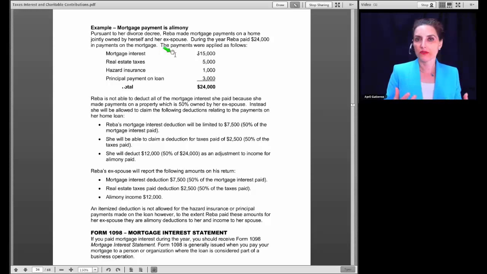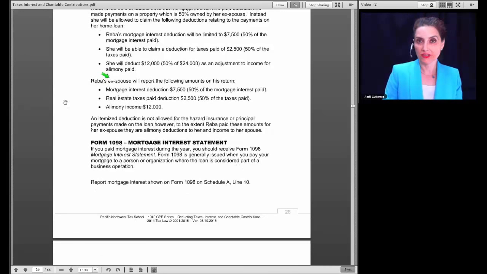Typically, when you are in a divorce situation and you are making a payment on the mortgage, if you're paying the full mortgage, part of that mortgage is going to be going to escrows for insurances. Part of it is going to be going to principal. Part of it is going to be going to interest. So it could be that 50% of the entire payment is deductible as alimony, and then you would go in and look at the mortgage interest and claim half the mortgage interest as a deduction on Schedule A. So half the total payment would be alimony and deducted as alimony, and half the interest would be deducted on Schedule A as mortgage interest.